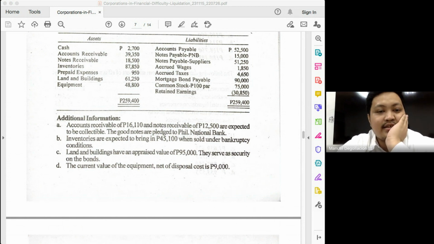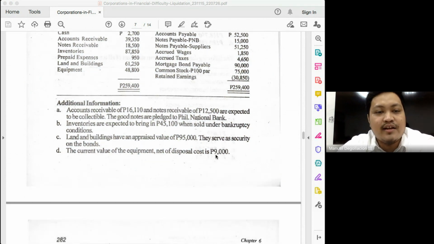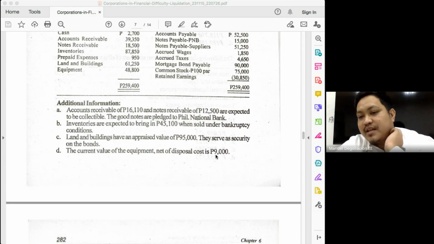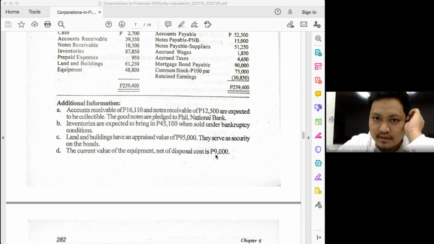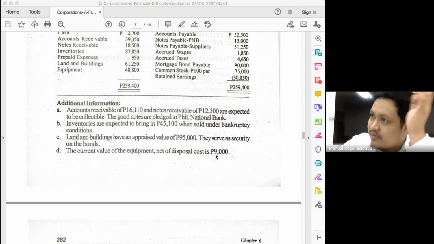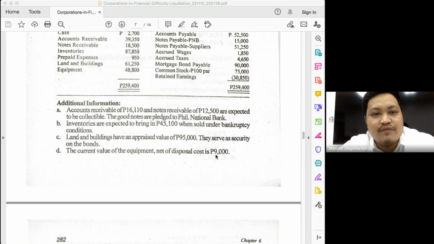Next is the bonds. The bonds is 90,000 and it is secured by the land and building amounting to 95,000. So how do we classify the mortgage bond payable class? Fully secured. And then how much is the excess here? It's 5,000. 95,000 compared with 90,000. Okay? So it was 70, how much was it, class? 72,910. Then add the excess of 5,000.